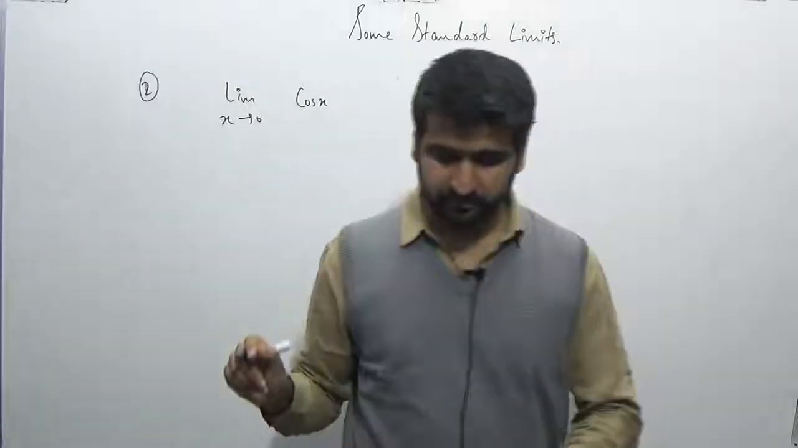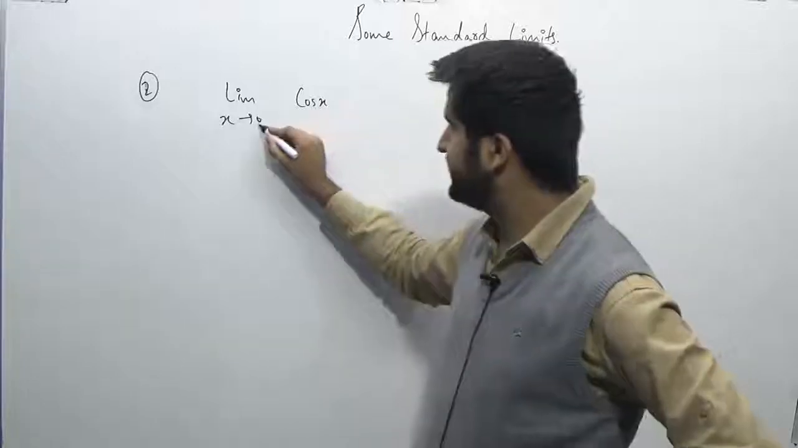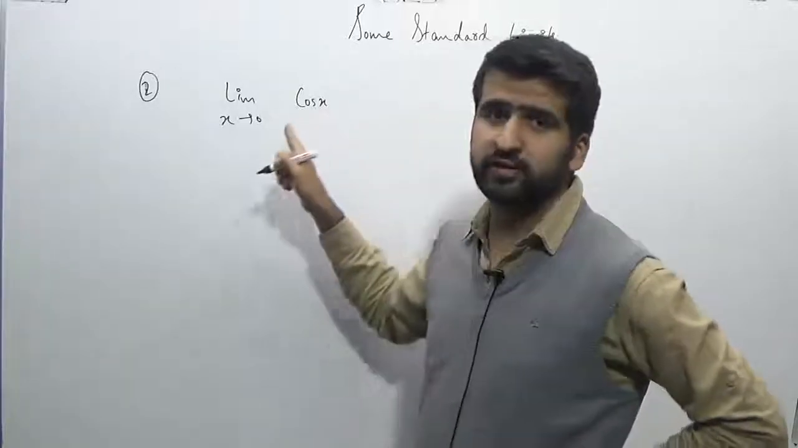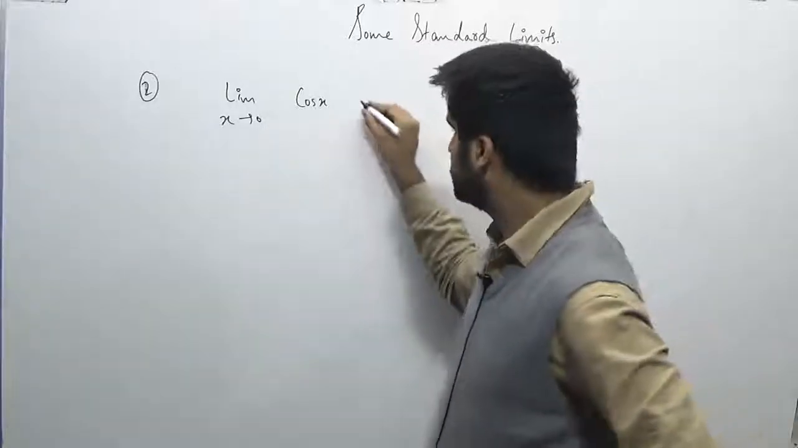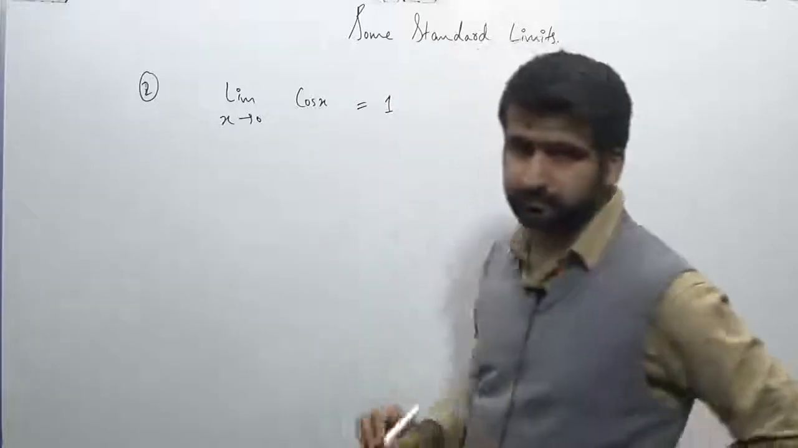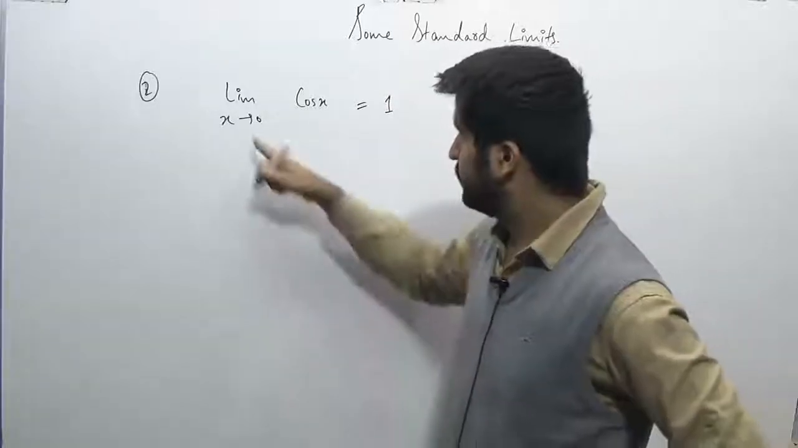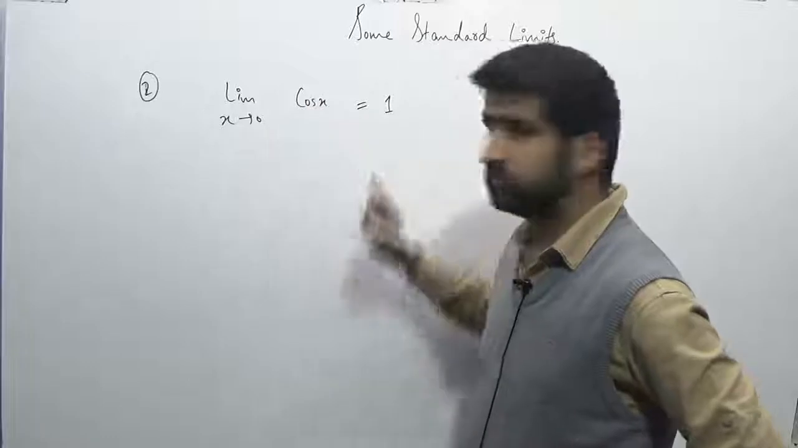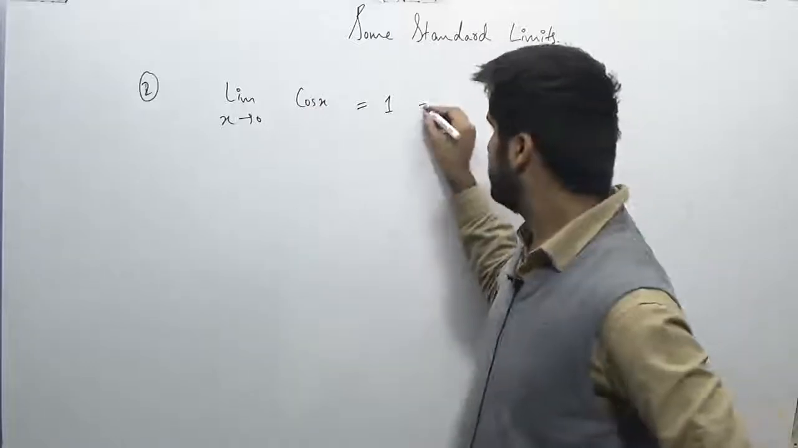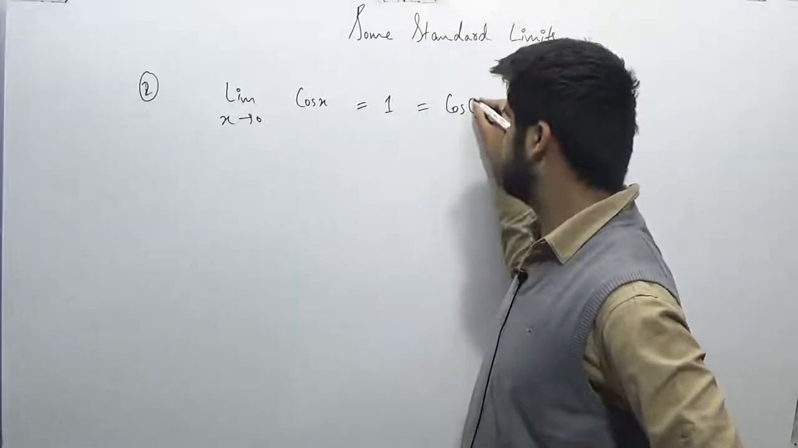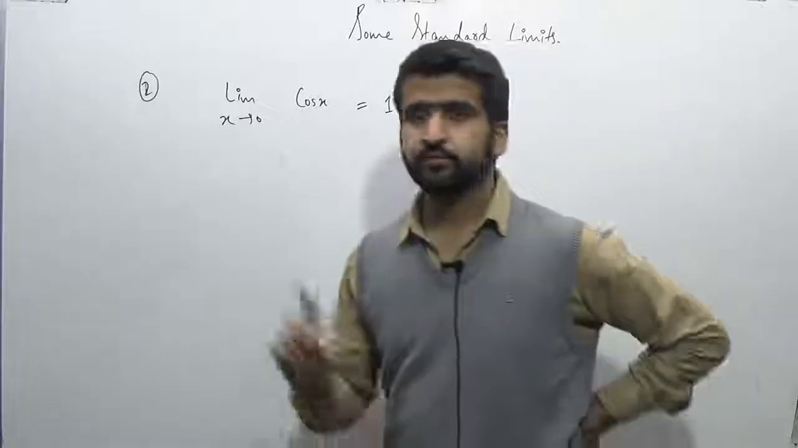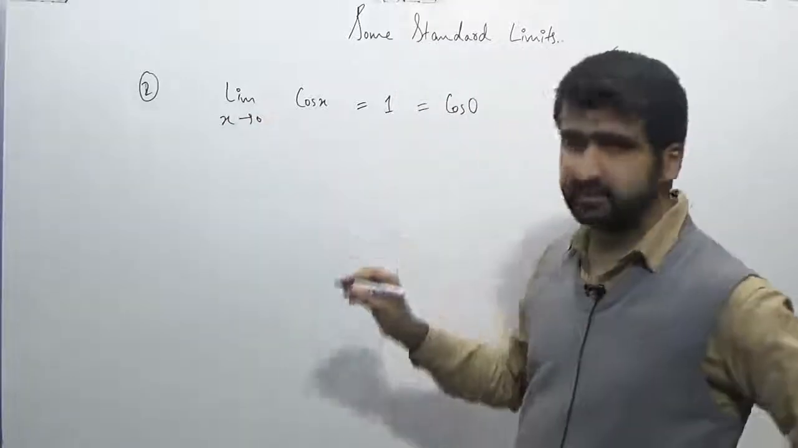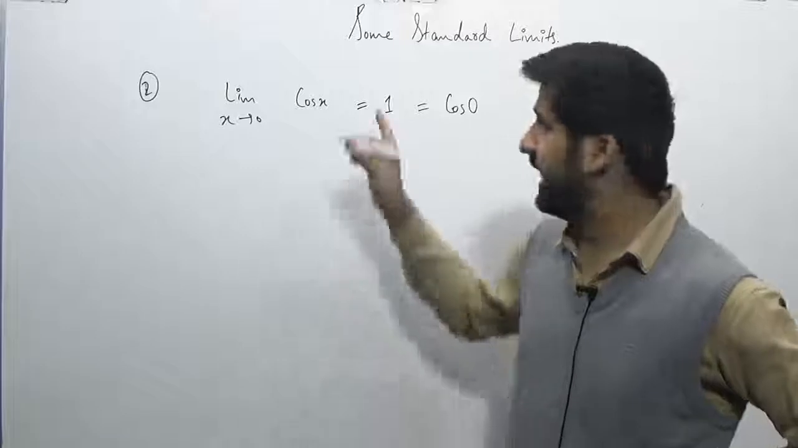Now as x tends to 0, we know that cos 0 is 1. So this limit is always equal to 1. Clear? So limit x tends to 0 of cos x is nothing but the value of cos 0, and that is equal to 1. So now we have learned 2 limits, sin x upon x and cos x.